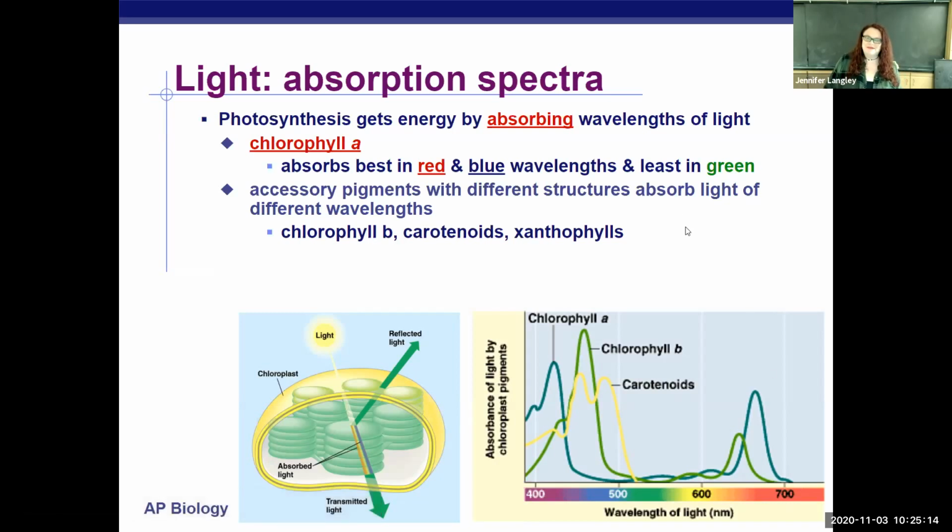Now we do have some other pigments. These are chlorophyll B, carotenoids, and xanthophylls. What's at the beginning of this word? What color do you think carotenoids are? Yeah, these are oranges and yellows, carrots. Carrots are very orange because they have lots of carotenoid in them. Our leaves will have these other pigments in there. They just don't absorb well.